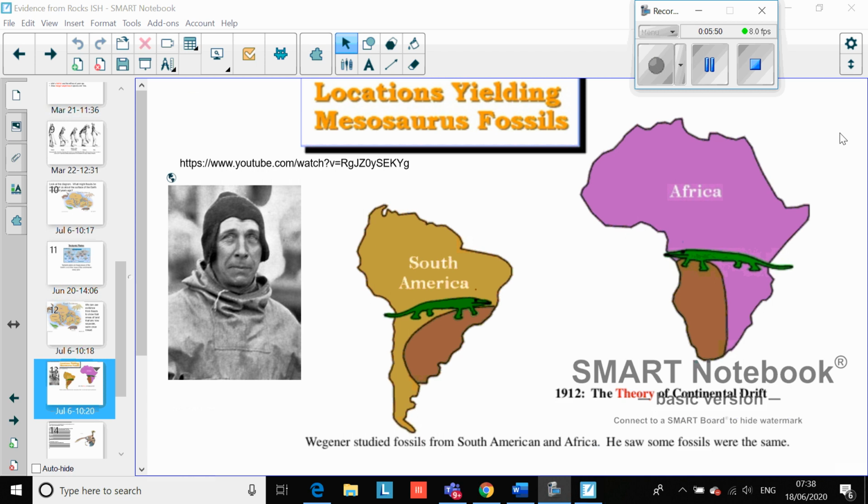Okay, so the most important person in discovering this idea of fossils and continental drift was a guy called Alfred Wegener, or Wagner, however you pronounce it. And what he discovered was similar fossils in different parts of the Earth, but also similar rocks in different parts of the Earth.